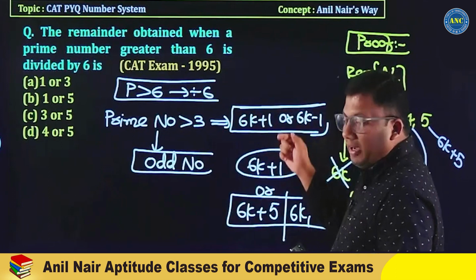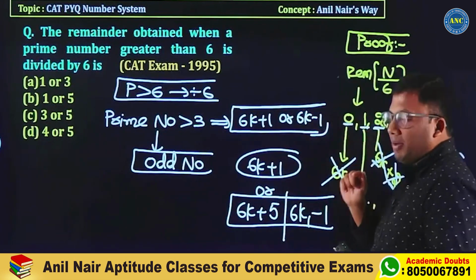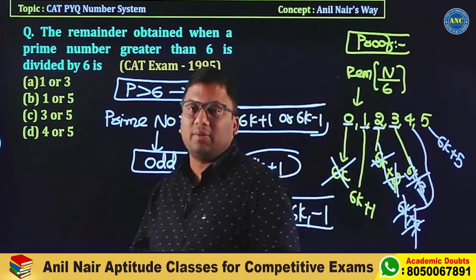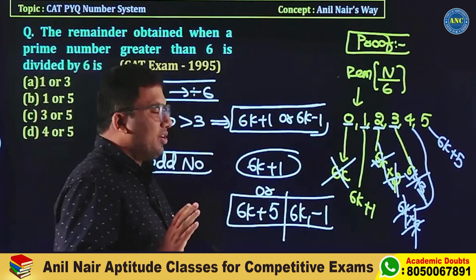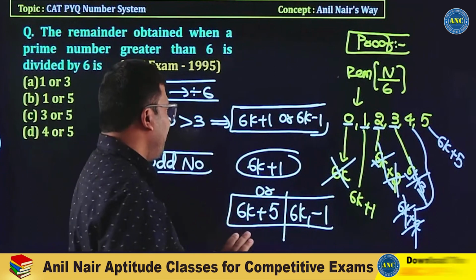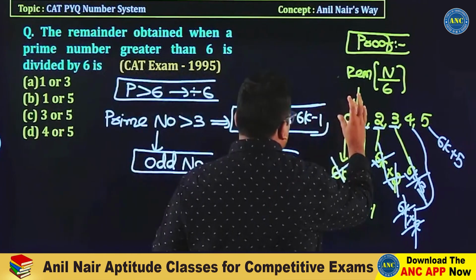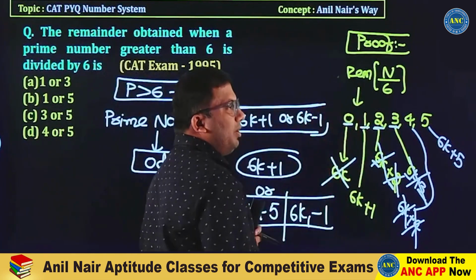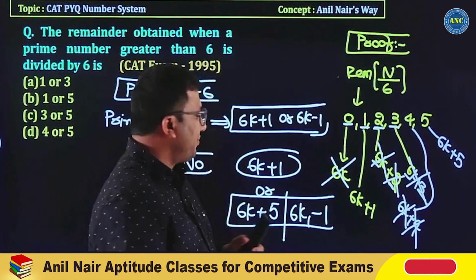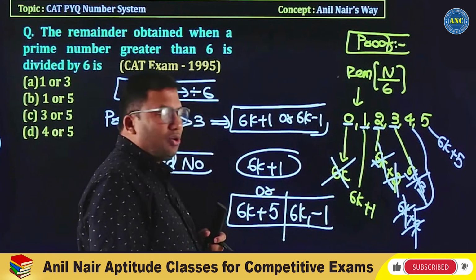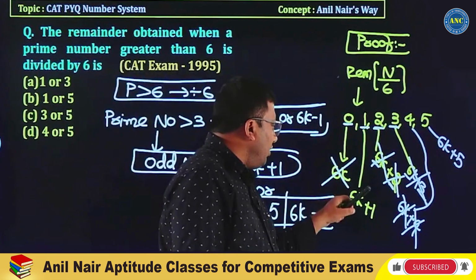When you divide a number by 6, you will get 6 remainders: remainder 0, remainder 1, remainder 2, remainder 3, remainder 4, remainder 5. Remainder 0 means it is perfectly divisible by 6. Any number which is divisible by 6 is an even number. A prime number should be an odd number. It will give remainder 1.